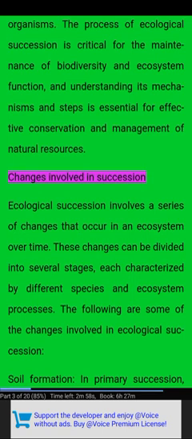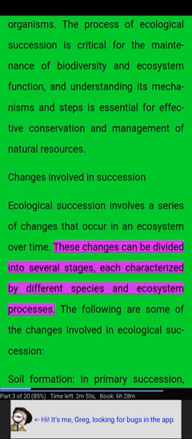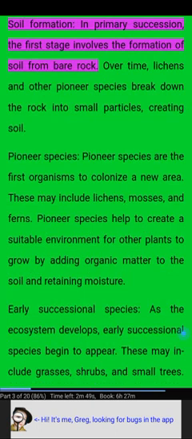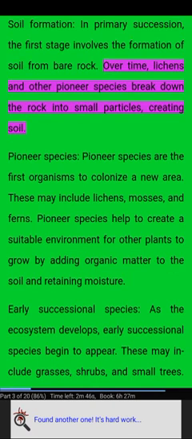Changes involved in succession. Ecological succession involves a series of changes that occur in an ecosystem over time. These changes can be divided into several stages, each characterized by different species and ecosystem processes. The following are some of the changes involved in ecological succession. Soil formation. In primary succession, the first stage involves the formation of soil from bare rock. Over time, lichens and other pioneer species break down the rock into small particles, creating soil.